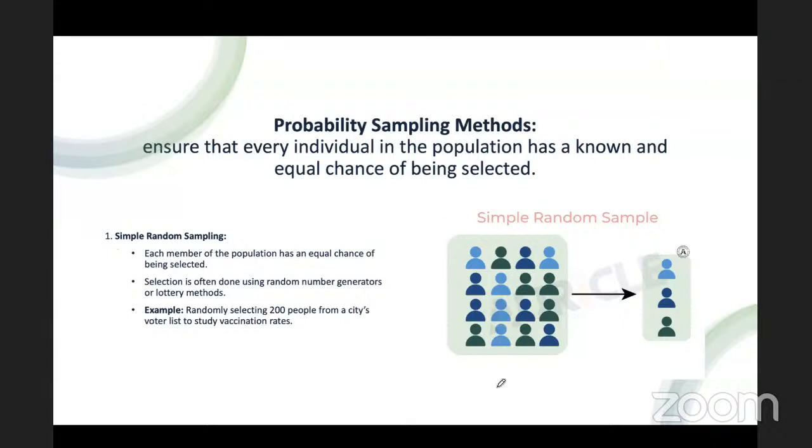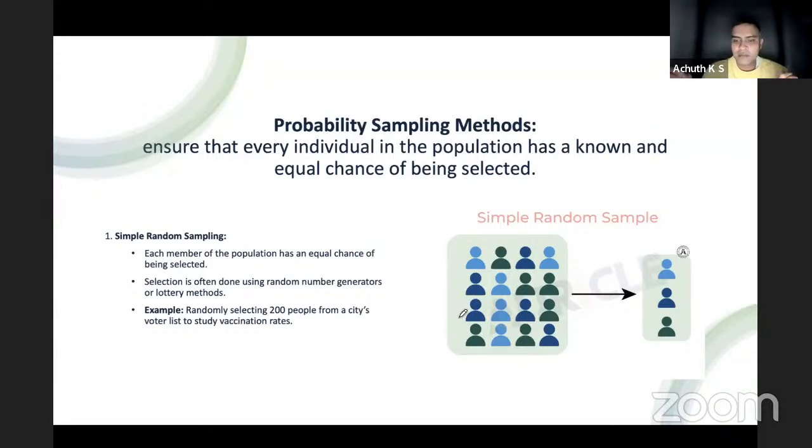Okay. You have a group of 12 people, 16 people. You are asked to select 4. You go and pick the 4 without thinking anything. You just pick the 4. Okay. Example, randomly selecting 200 people. You have a list of 1 lakh people. Take 200 very randomly. That is a simple random sampling.